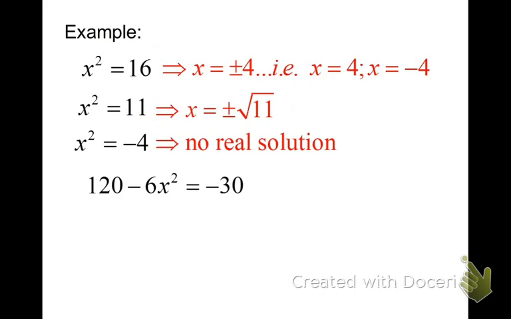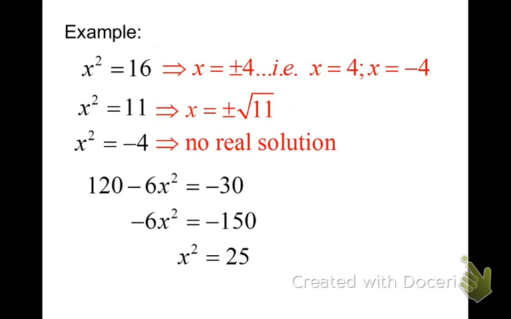So this is the typical problem that you're going to see in your homework tonight. 120 minus 6x squared equals negative 30. And in this problem, the first thing you're going to do is get the x squared by itself by subtracting 120 from both sides and dividing both sides by negative 6.